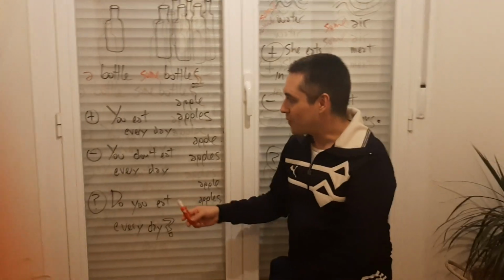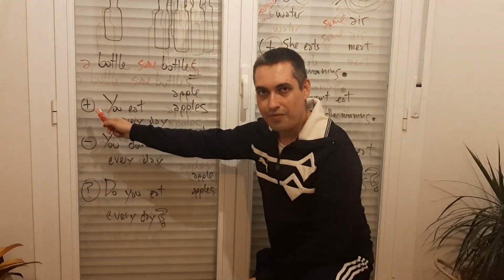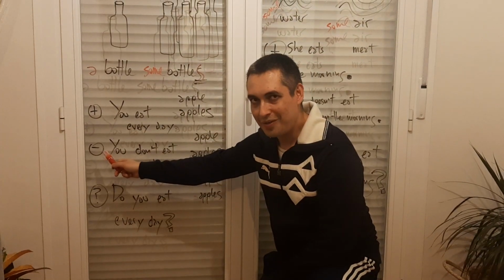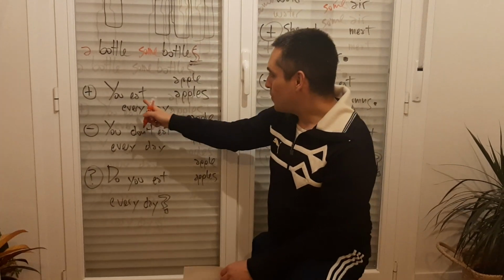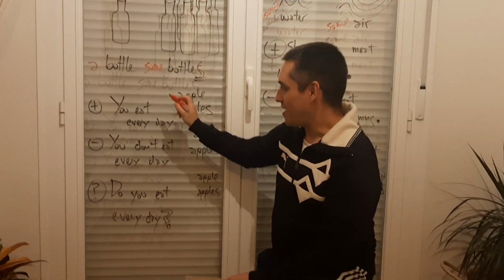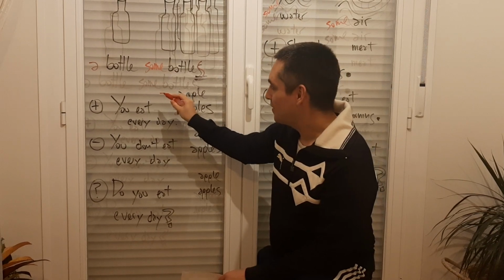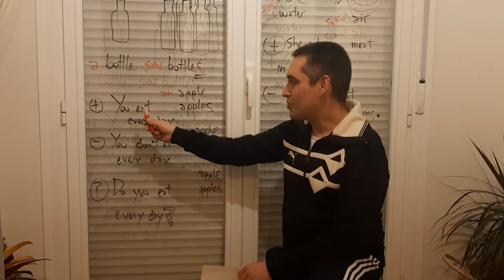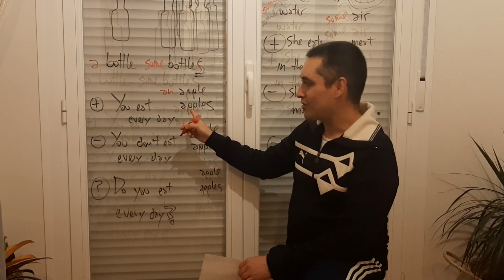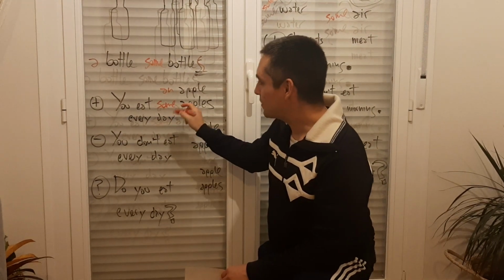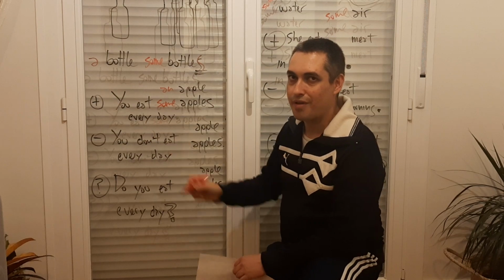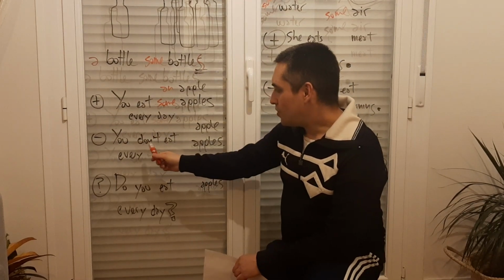As you can see, we have positive, negative, and interrogative sentences. You eat an apple every day. You eat apples every day. You would say you eat some apples every day.